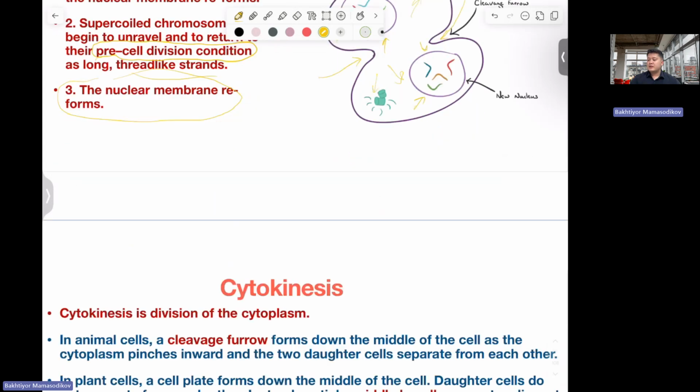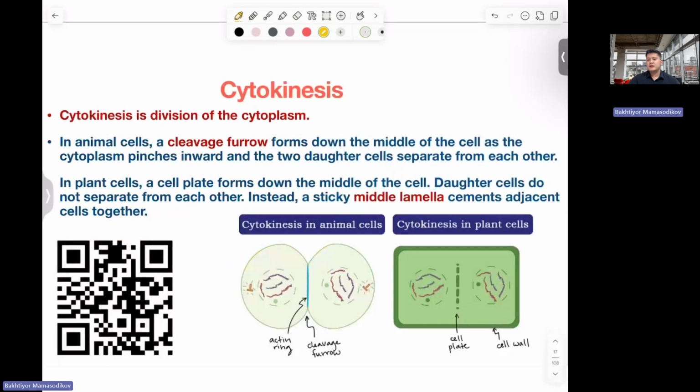After that comes the final stage, which we call cytokinesis. This is the physical splitting of the cell into two daughter cells. Each gets one nucleus and a full set of organelles. Okay, in humans, it's like cutting one house into two apartments, both fully functioning.